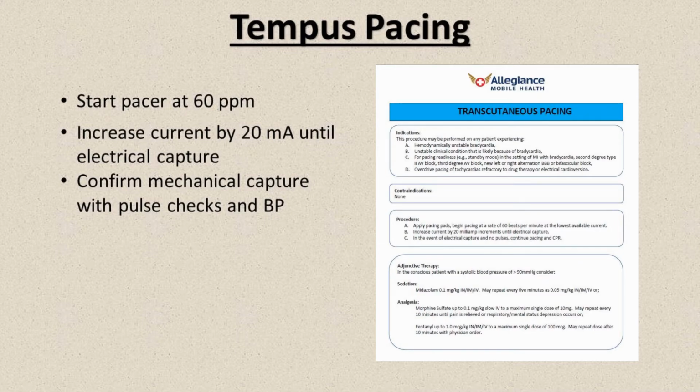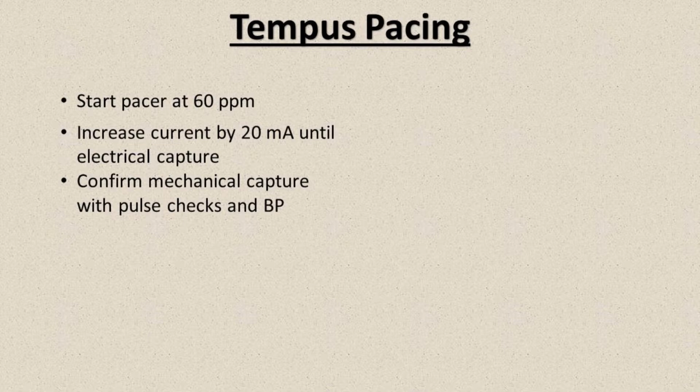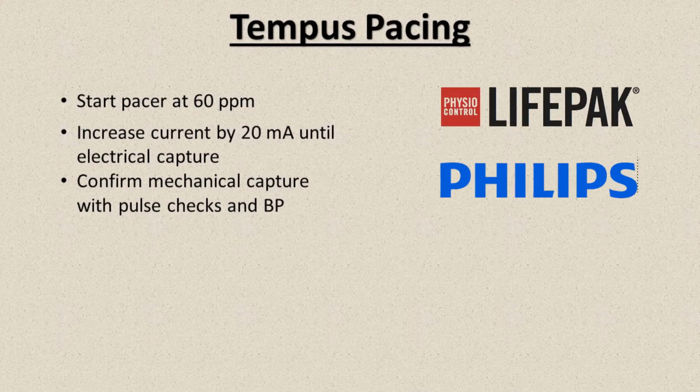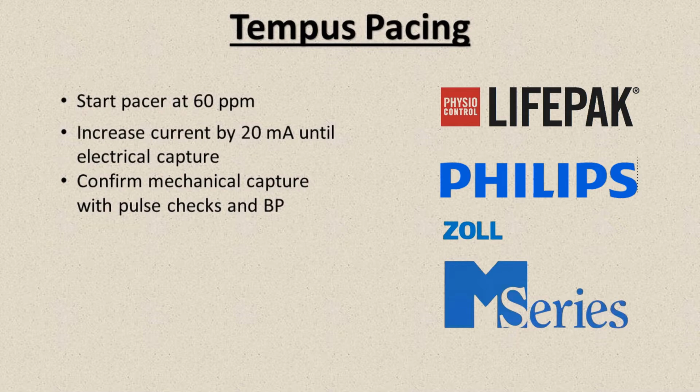So as you can see on the screen there, our protocol here at Allegiance is to start the pacer at 60 beats per minute and to increase the current by 20 milliamp increments until electrical capture is achieved. As she pointed out in the video, we then want to confirm capture by assessing for pulses and blood pressure to see if our patient is now hemodynamically stable. As you noticed in the video, this demonstration was done with a Tempus monitor. If you happen to be in an area that is using either a LifePak, Philips HeartStart, or Zoll, please refer to the TraumaSoft portal for pacing demonstration videos for that specific model.